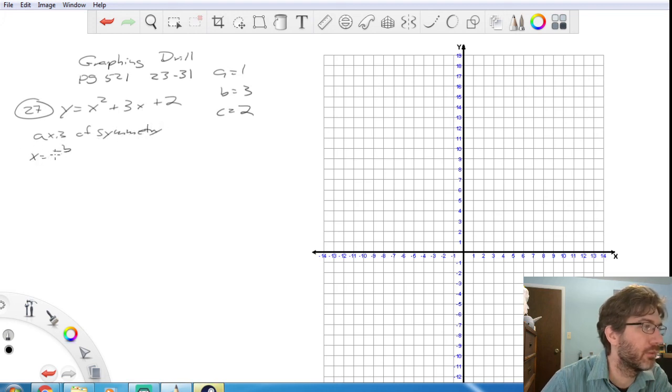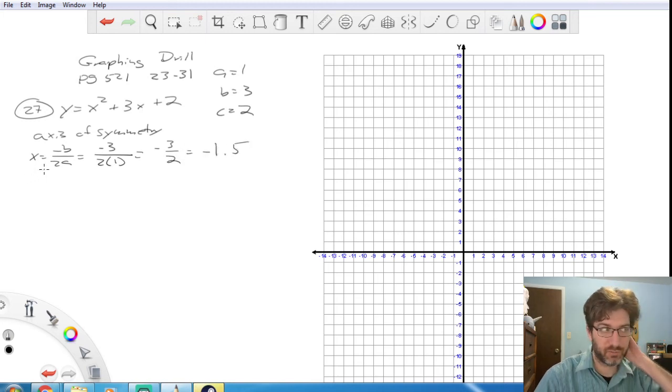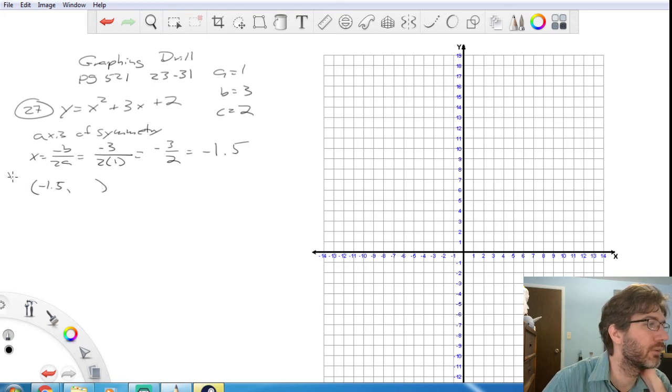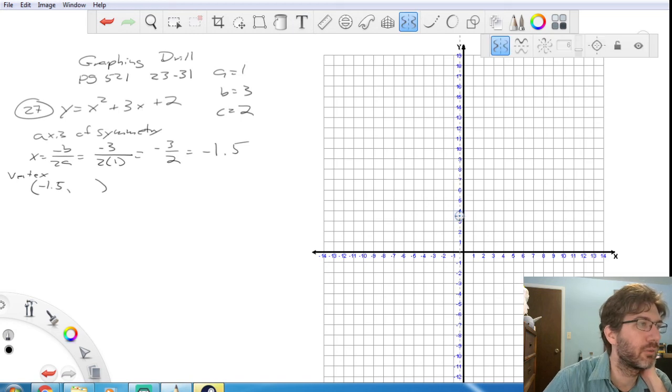X equals negative B over 2A. Negative B is negative 3. 2 is a constant. A is 1. This equals negative 3 halves, which, if you like the decimal, is negative 1.5. So our X value is negative 1.5. And our Y value will be, well, this is for vertex. Oh, let's get our line of symmetry in there so we get a view of where it's at. It's around there.